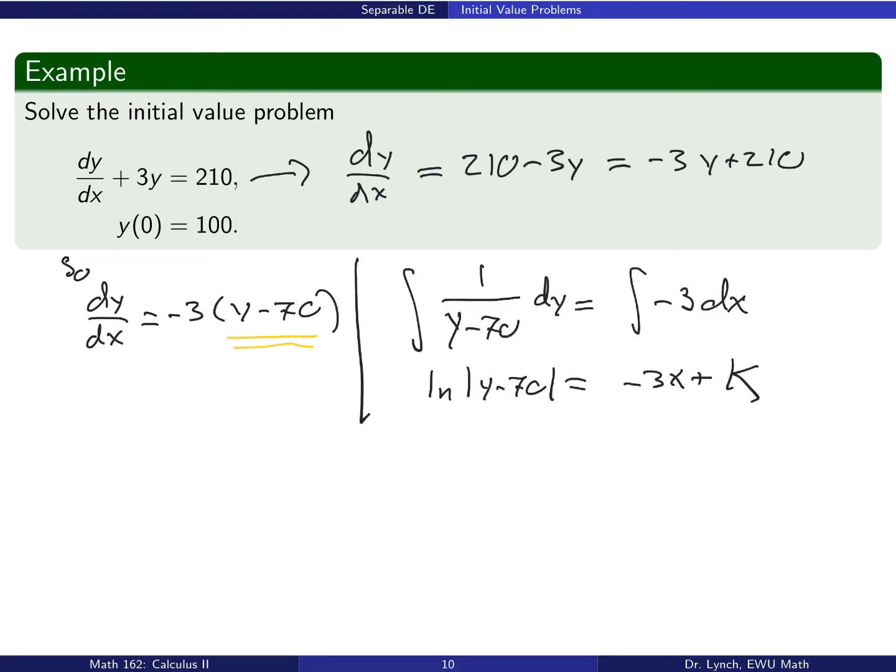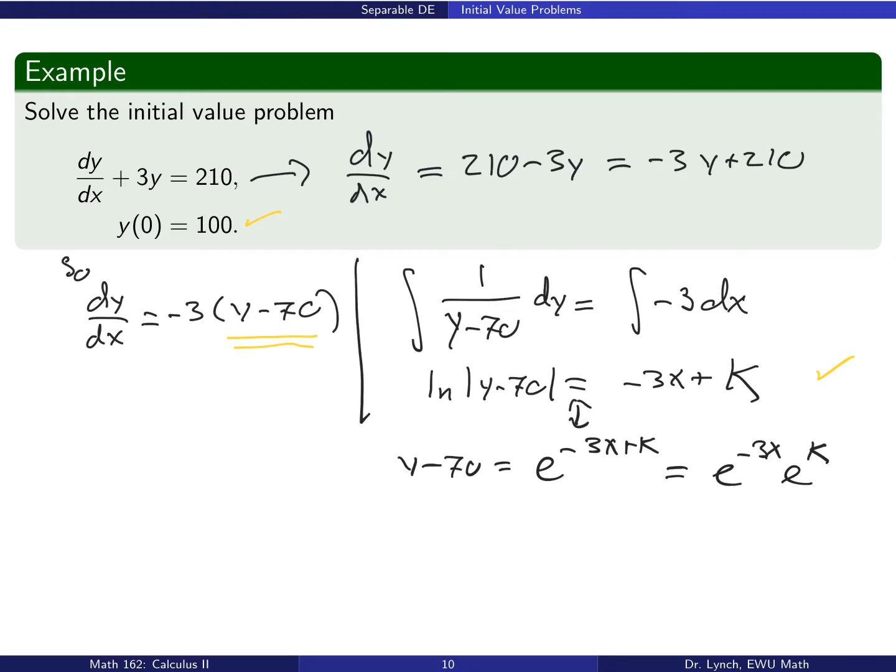So when we separate variables and integrate both sides, we see our implicit family of solutions. It's right here. Natural log of the quantity y minus 70 in absolute value is equal to minus 3x plus an arbitrary constant. And here I've written that arbitrary constant as plus k. It doesn't really matter, but you'll see why I did that in just a moment. Now, when we go to solve for our explicit solution, we can see that we want y minus 70 to be positive in order to get y of 0 equal to 100. So we'll take the positive absolute value here.